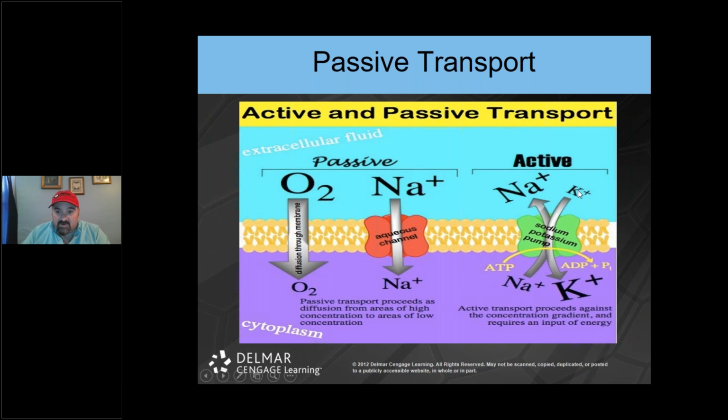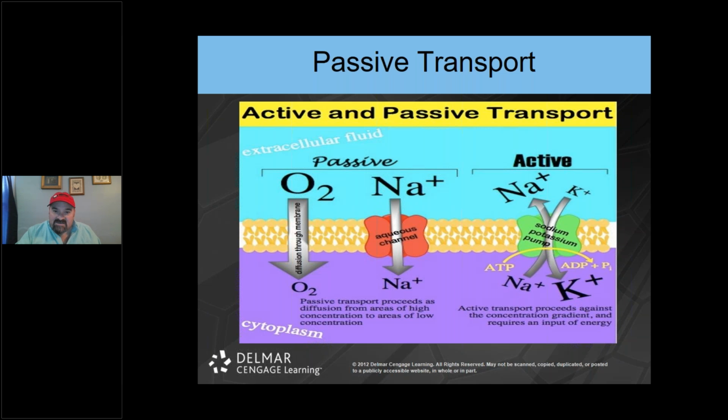See this lower, smaller K? That's passive. But this is going against the concentration gradient, from low to high, and that, folks, requires ATP. This is all involved in changing the resting membrane potential of this plasma membrane. Don't worry about that right at the moment. Let's just move on here.